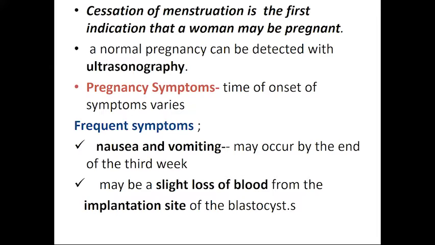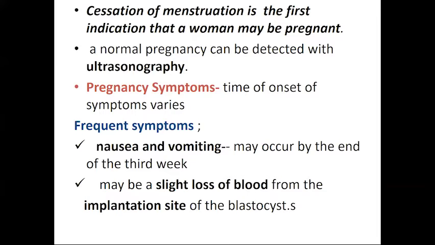At this time, the cessation of menstruation is the first indication that the woman may be pregnant or may have conceived. Normal pregnancy can be detected by ultrasonography, or we said that the HCG can be tested in urine. That was the chemical which was tested for the earliest pregnancy test. Symptoms are frequent: nausea, vomiting, maybe there, may not be there, slight loss of blood or trickling of blood at the site of implantation.